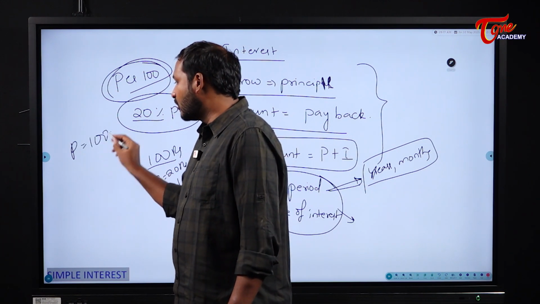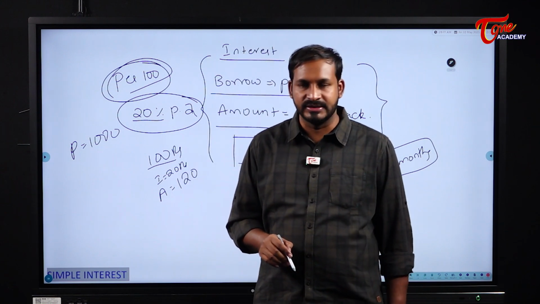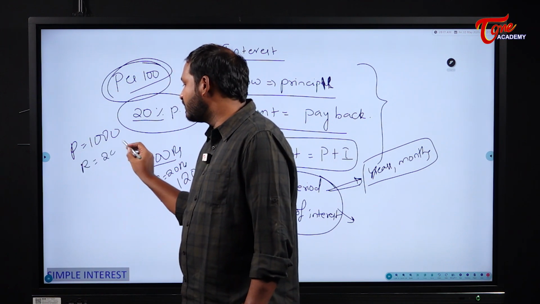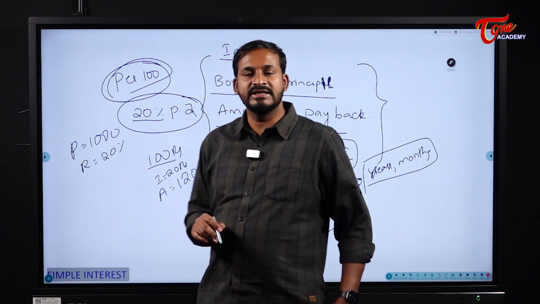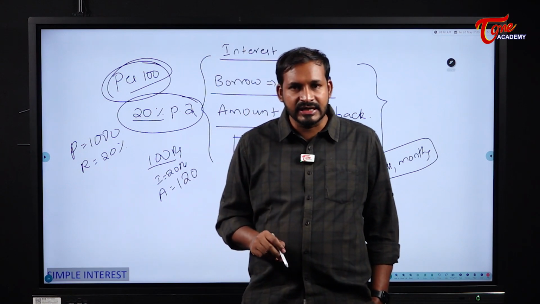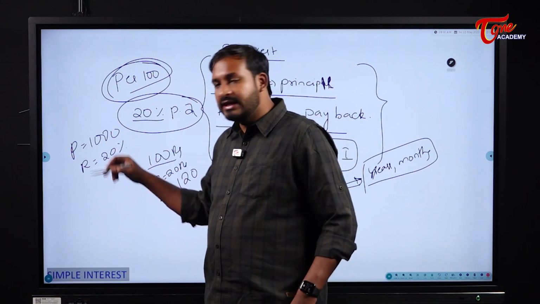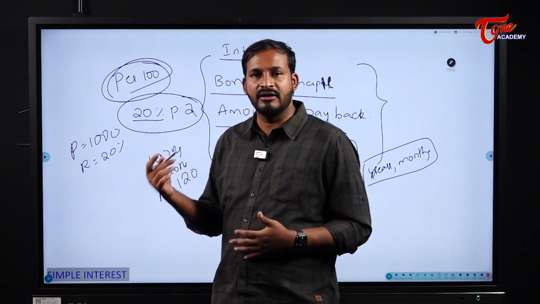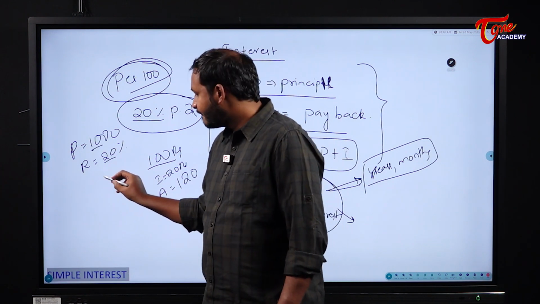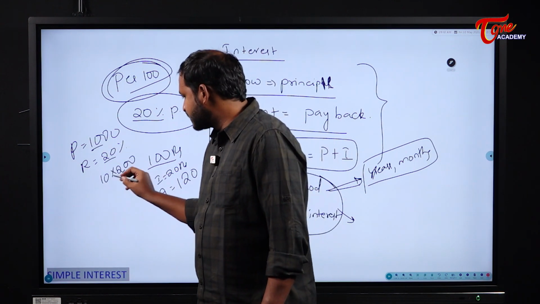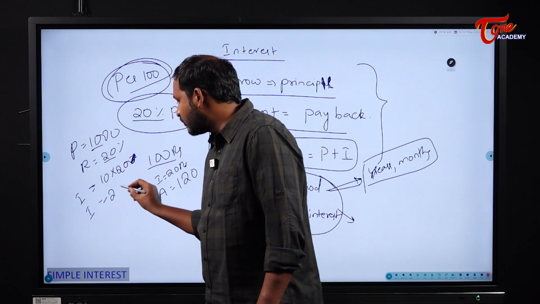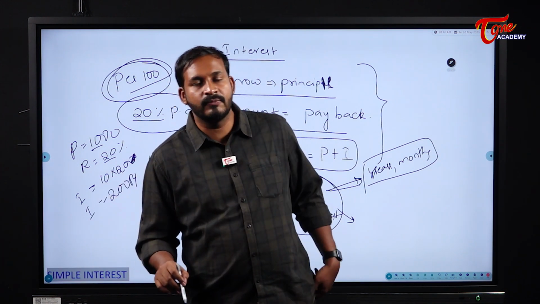Similarly, for example, if I have borrowed 1000 rupees, that means my principal is 1000 rupees, with the same rate of interest, 20%. 1000 contains how many hundreds, students? 10 hundreds, right? That means at the end of the year, I need to pay 10 into 20, which becomes 200 rupees. So here my interest becomes 200 rupees. That means I need to repay 1200 rupees as the amount.